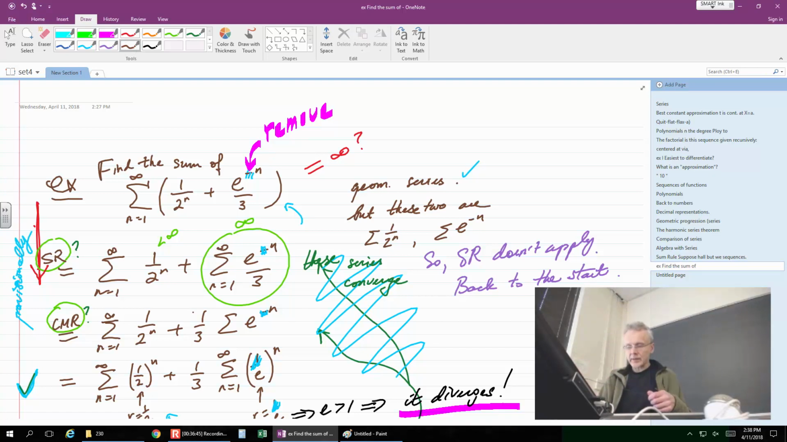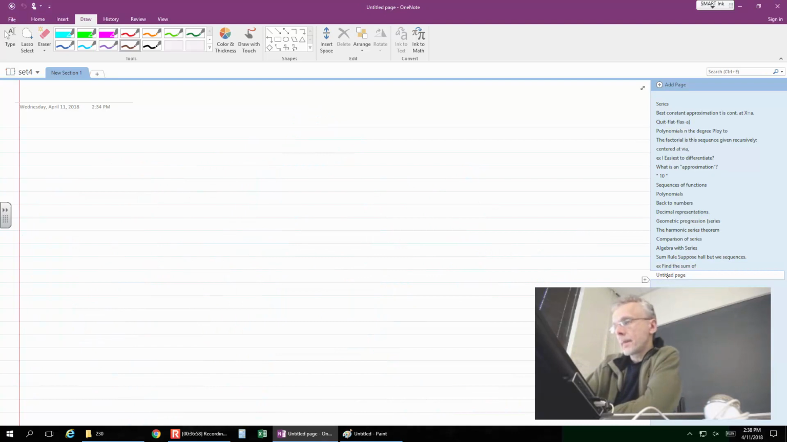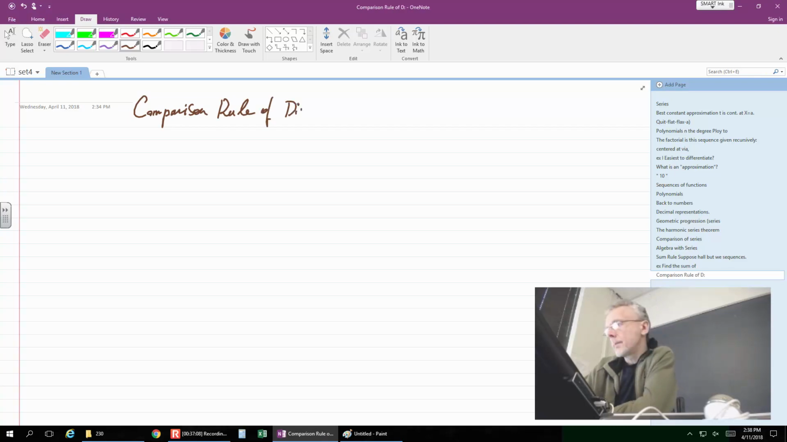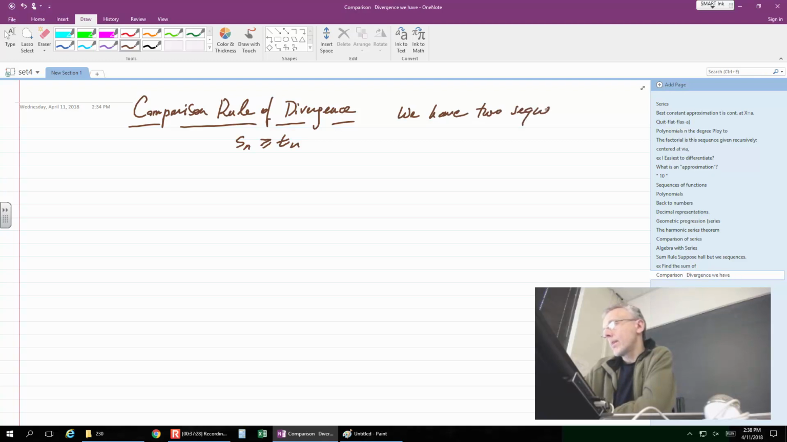Well, I already stated it as this, but what you could describe it as is a comparison rule. Comparison rule of divergence. So we compare two series, and one of them diverges. Say I have Sn larger than or equal to Tn. So we have two sequences, and there's this inequality between them.